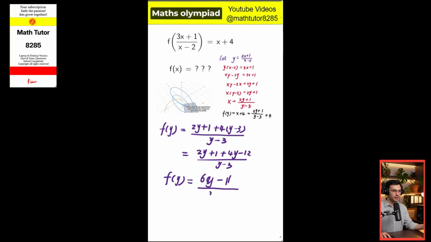After that, next step, replace y with x. Finally, we write the function in terms of x again. So f of x equals the fraction of 6x minus 11 over x minus 3.